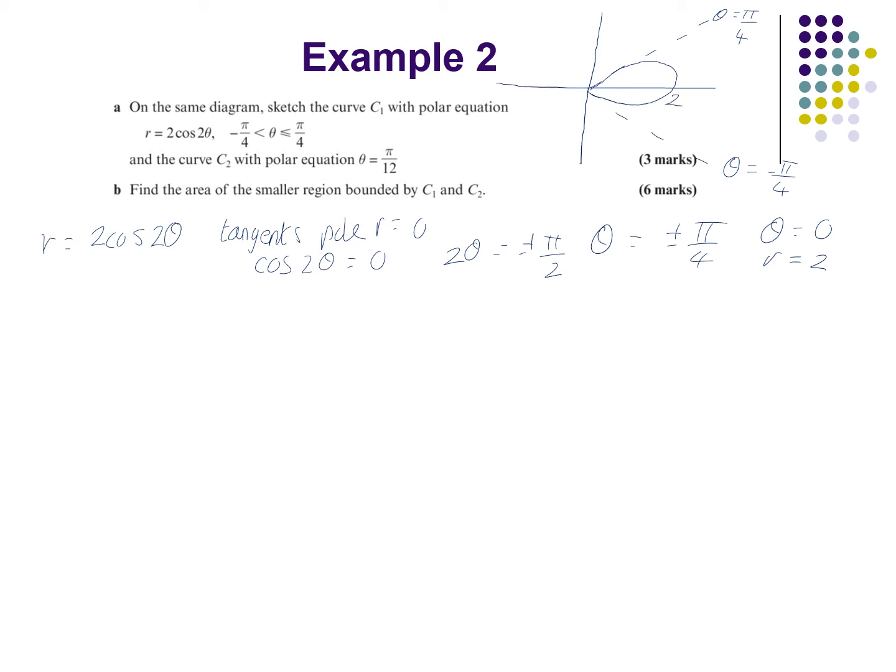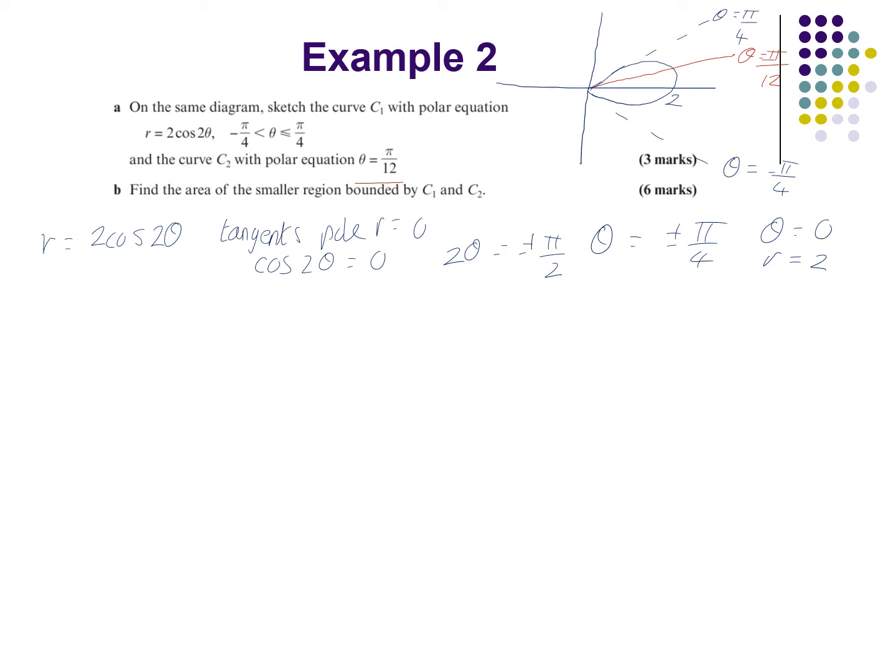Okay, the other thing we need to draw on then, I'll do it in a different colour. Theta is pi by 12. That's going to be a straight line that comes out here, something like that, and label it theta equals pi by 12. Okay, so that's fine for your 3 marks there.